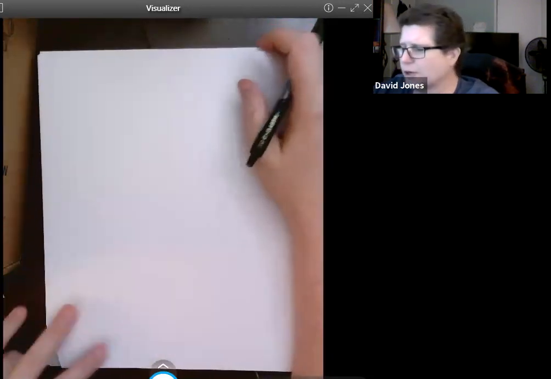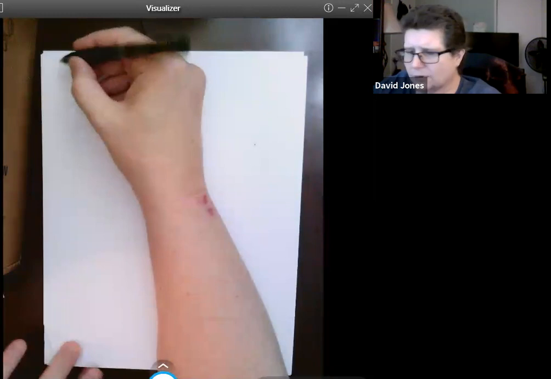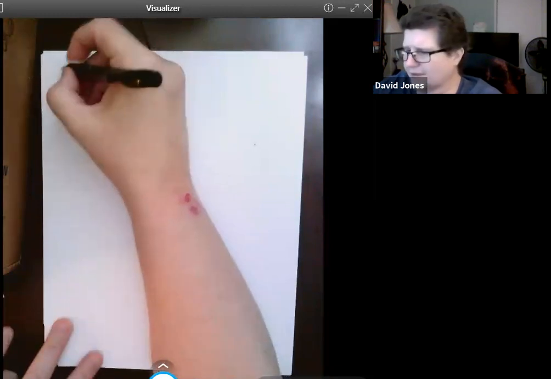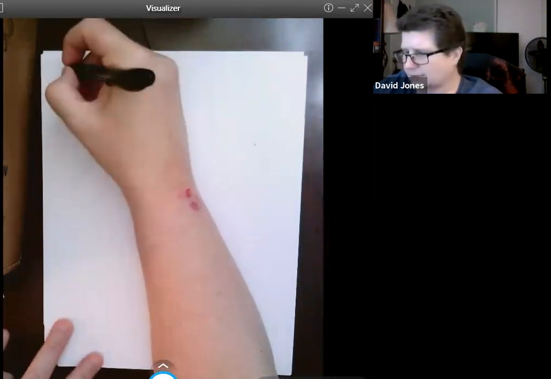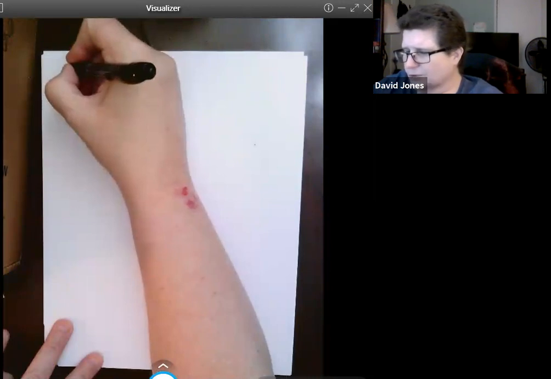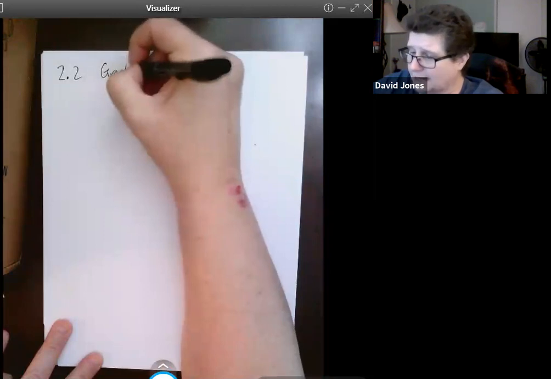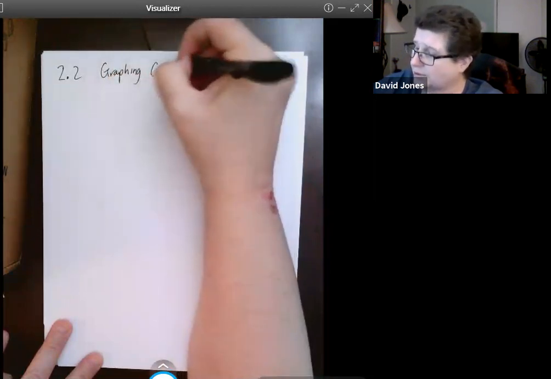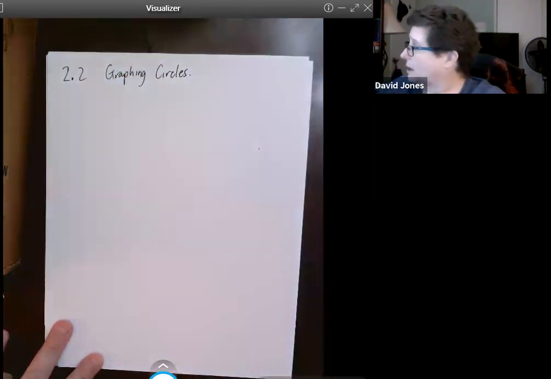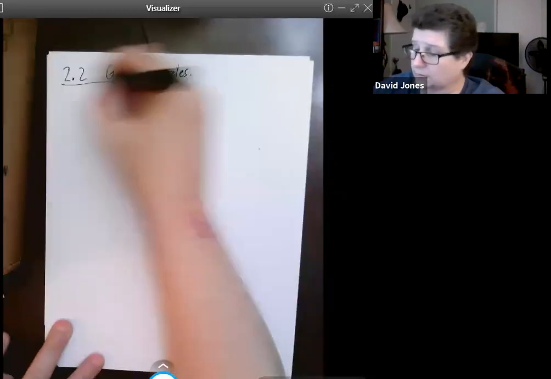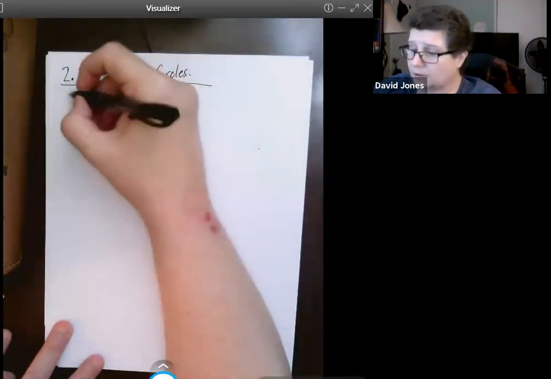Today we're working on graphing. This is chapter 2 in our book. Let's take a look at circles. 2.2 is going to be graphing circles and equations of circles. So, what is a circle?